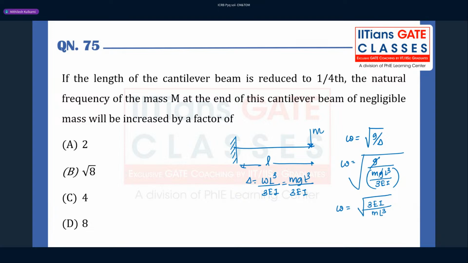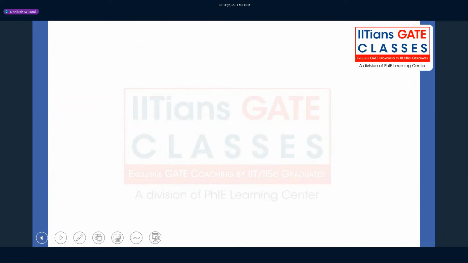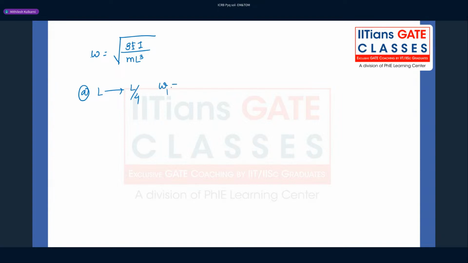However, what we are doing now is we are reducing the length to 1/4. So let me go to the next slide. Omega was under root of 3EI divided by mL cube. And now L is changing to L/4. The new omega, let's call it omega 2, will be under root of 3EI divided by m into L/4 bracket cube.